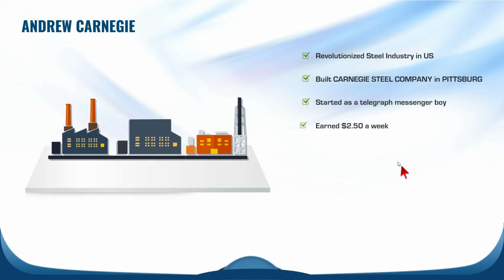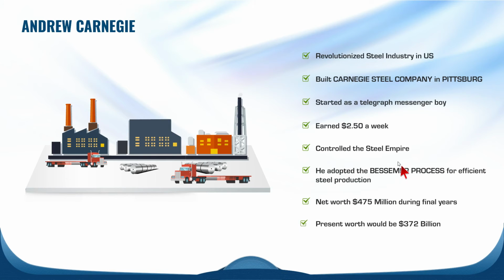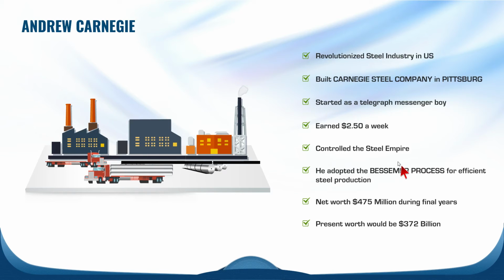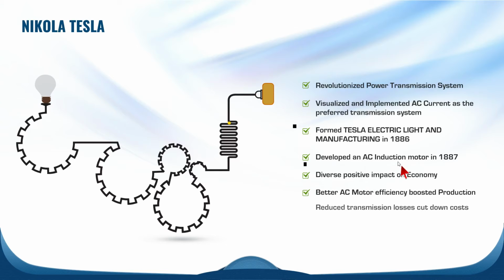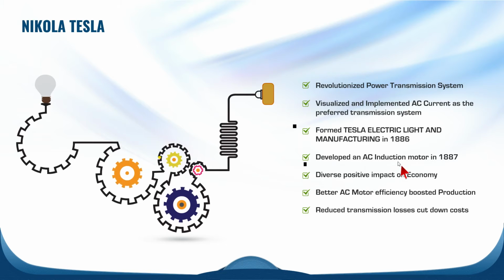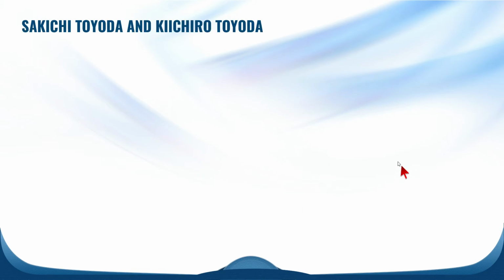Andrew Carnegie was the son of a weaver who later revolutionized the steel industry in the United States. He had an innovative mindset and a scientific process by Bessemer to supplement his efforts. Nikola Tesla initially worked under Edison and later revolutionized power by making alternating current the preferred power transmission system. He desired to innovate and change the way power was being transmitted.